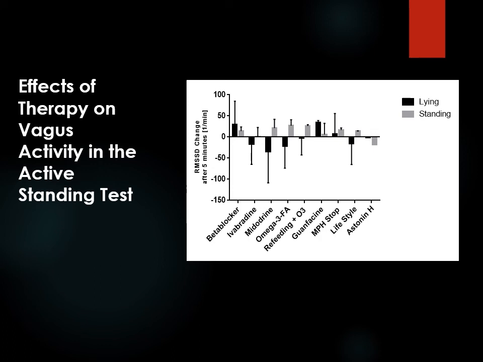Looking at the effect on vagus activity, only the beta blocker improved vagus activity while lying and standing. The ivabradine therapy reduced the baseline vagus activity, as did midodrine and omega-3 fatty acids. We have to realize that most patients who received omega-3 fatty acids have a high vagus activity at the beginning of the therapy, most of all those with anorexia nervosa.